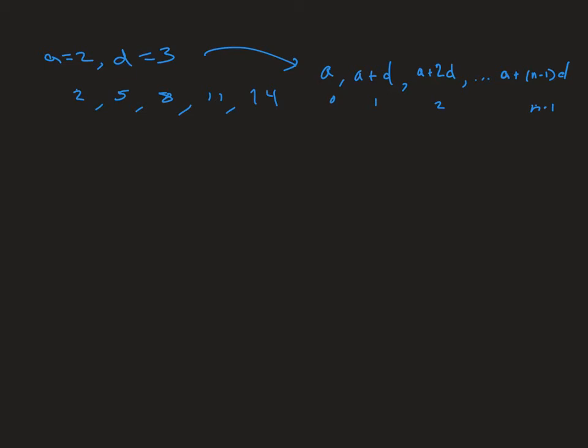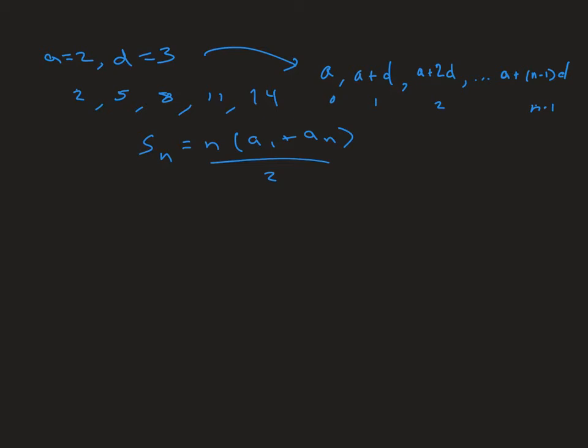So I'm going to tell you now that the formula for the sum of a finite sequence or series is S sub n equals n times a sub 1 plus a sub n, divided by 2. So if you check on your own and you add up 2 plus 5 plus 8 plus 11 plus 14, you'll see that it equals 40.